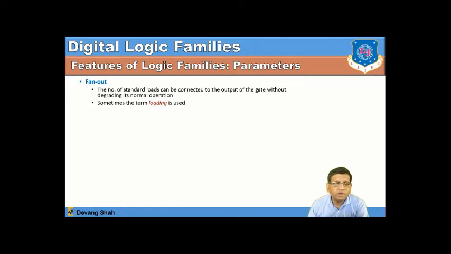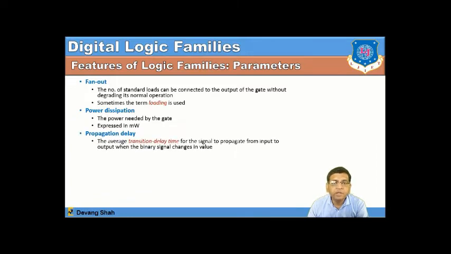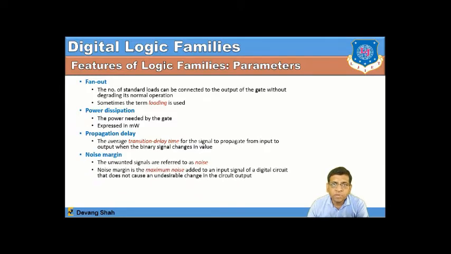So there are certain different features of the logic families, or we can understand them as parameters. In our previous session we also discussed what is fan out. Fan out is the number of standard loads that can be connected to the output of the gate without disturbing its normal operation. Sometimes we consider this as loading. What is power dissipation? The power needed by the gate to operate, in milliwatts. Propagation delay is the average transition delay time for the signal to propagate from input to output when the binary signal changes its value. Noise margin: the unwanted signals are referred to as noise, and noise margin is the maximum noise added to the input signal of a digital circuit that does not cause an undesired change in the output of that digital circuit.